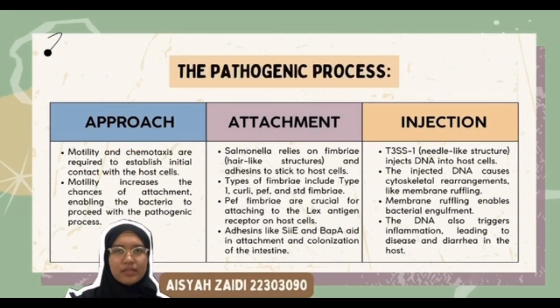The pathogenic process of Salmonella enterica can cause inflammation or disease in animals' digestive system. This process consists of several steps that enable Salmonella enterica to invade host cells. First, to approach the intestinal epithelium of the animal, motility and chemotaxis are required to establish initial contact with the host cells. Motility is crucial to increase the chances of attachment, allowing the bacteria to continue the pathogenic process.